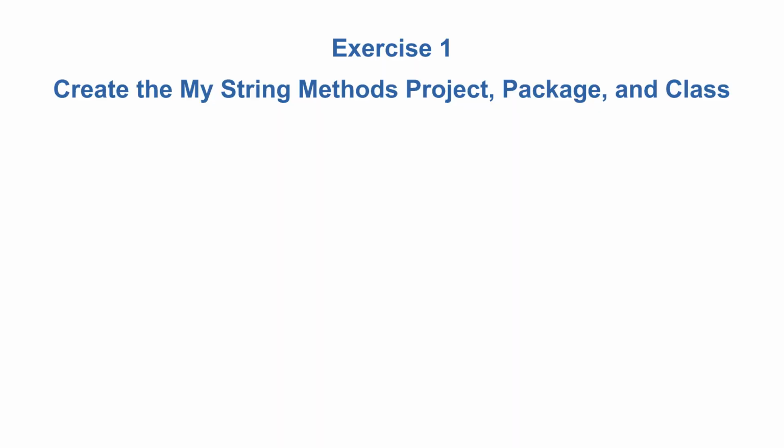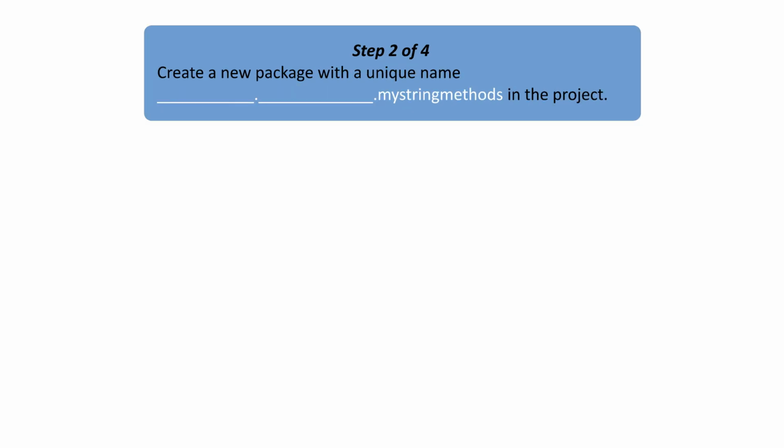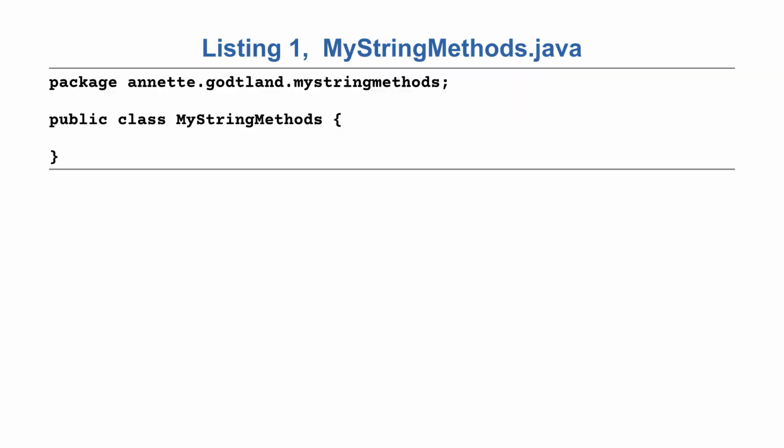Exercise 1. Create a MyStringMethods project, package, and class. First, create a new Java project named MyStringMethods with nothing added to the class path of the project. Next, create a new package with a unique name. I named mine Annette.Gotland.MyStringMethods. Then, create a new class named MyStringMethods with Object as the default superclass and no stub for main nor constructors. There should currently be no methods inside the class definition for MyStringMethods.